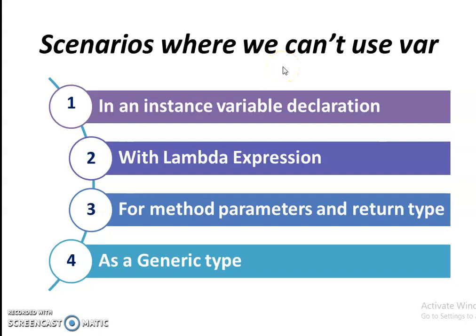There are some scenarios where we cannot use the var keyword. We cannot use the var keyword in an instance variable declaration and with lambda expression, or we cannot use the var keyword for method parameters and return type, and we cannot use the var keyword as a generic type. Now let's see each case one by one.